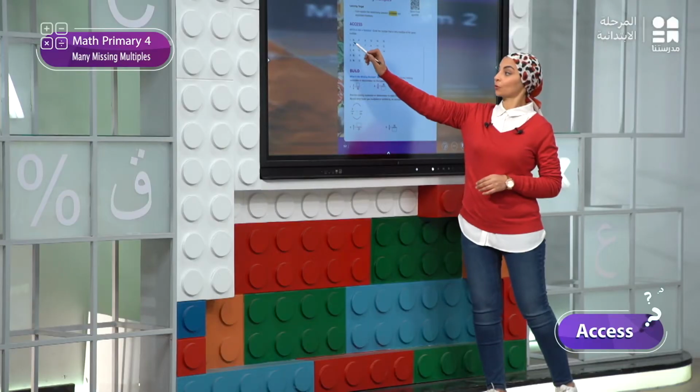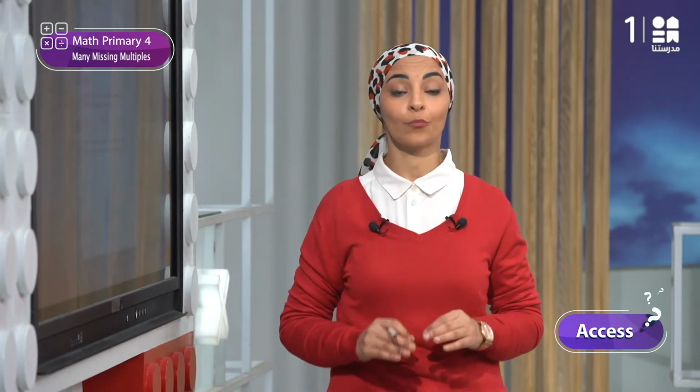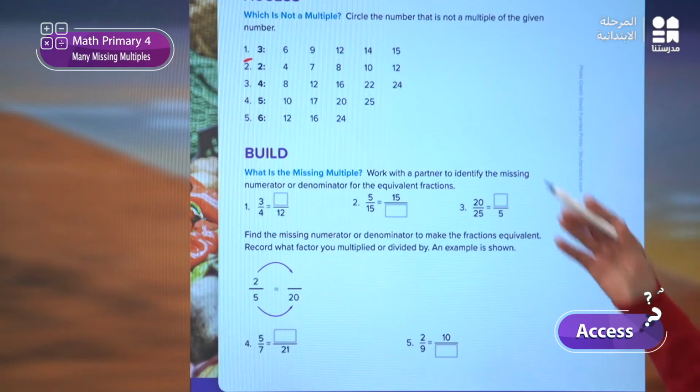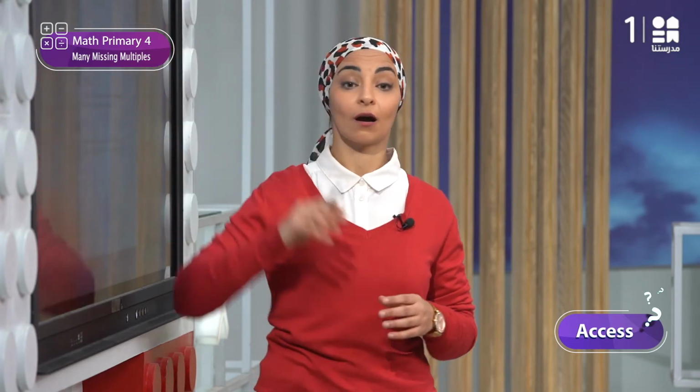في problem number 1 here we will find the multiples of 3 and we want to identify مطلوب مننا ان احنا نحدد the number that it is not multiple of 3. Of course we all know to find the multiples of 3 we will add by 3 each time أو هنبص على ال timetable أو ال multiplication fact of 3. So multiples of 3 are what? Multiples of 3 are 6.